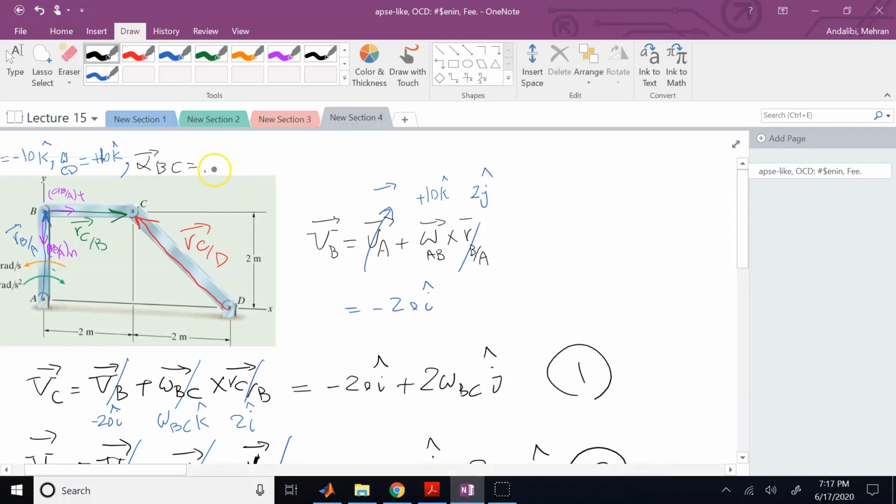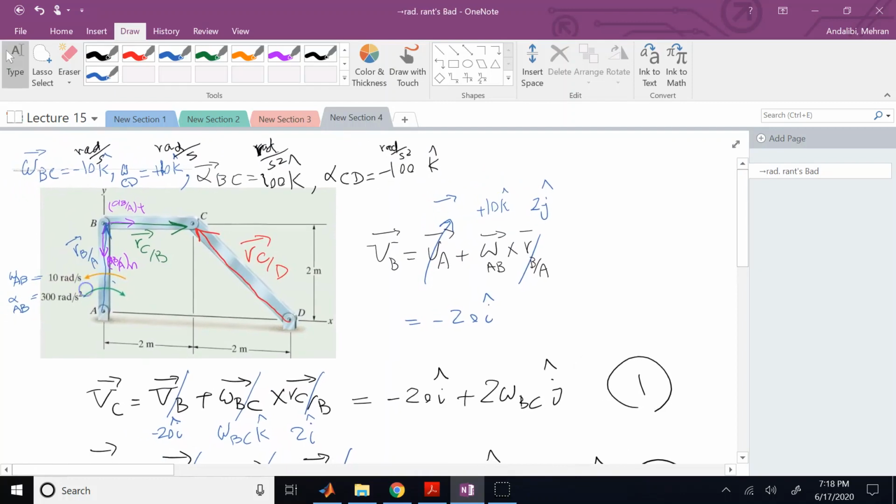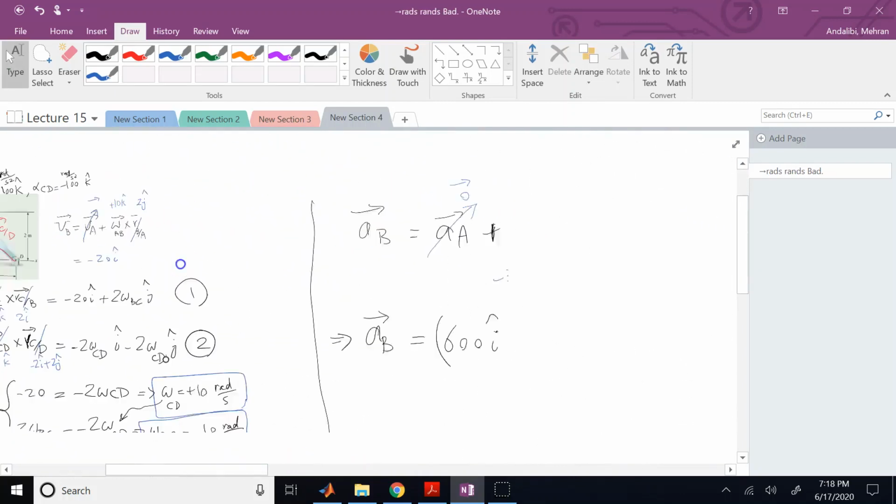So this one was positive 100 K, and the other one was negative 100 K, and of course 100 what? Radians per second squared. This is radians per second squared. Don't forget the units. And this is radian per second. And this is radian per second. So never forget the units, otherwise it's meaningless. There we go, problem solved.